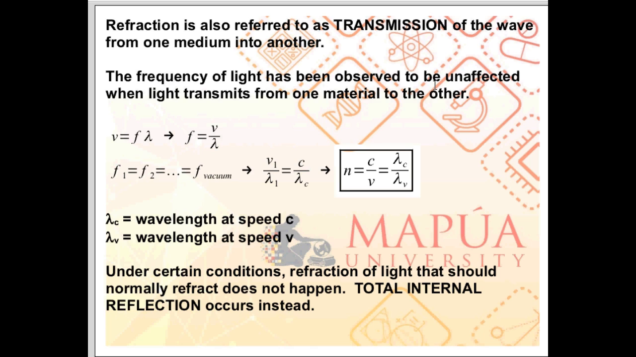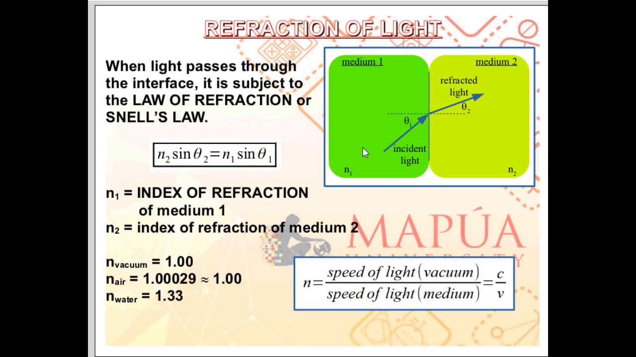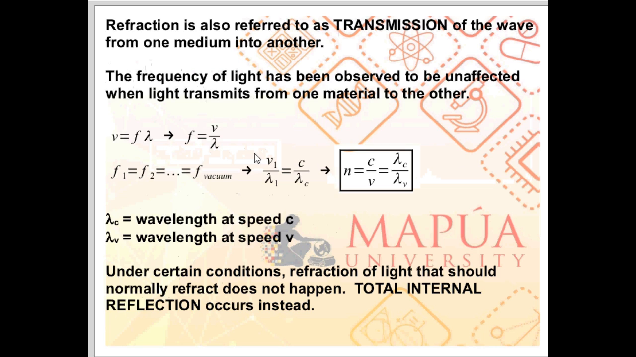Frequency of light has been observed to be unaffected when light transmits from one material to another. So when light passes from medium 1 to medium 2, the frequency of light here is just the same as the frequency of light in the other medium. The frequency of light is unaffected by the medium change. What is affected is the wavelength as well as the speed of light.